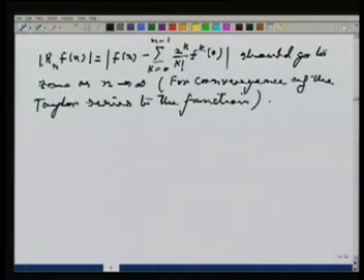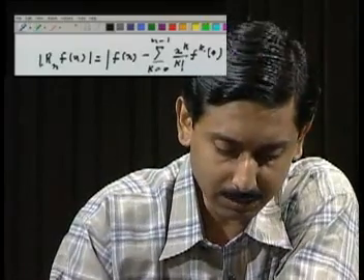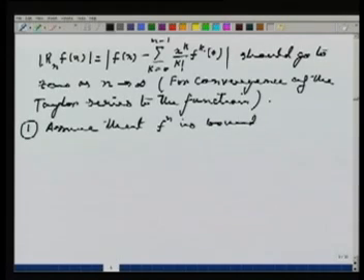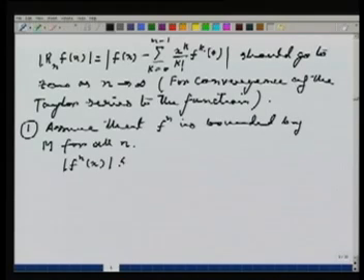Well, there are certain easy cases where this happens. So I will just write it here. Assume that f^(n), that is the nth derivative of f, is bounded by a number M for all n. That is, I am saying that modulus of f^(n)(x) is less than or equal to M for all n and x. If this happens, well, as an example, let us first see the function f(x) equal to e to the power x.